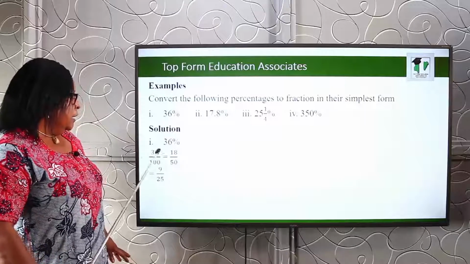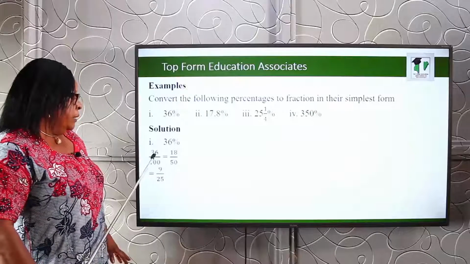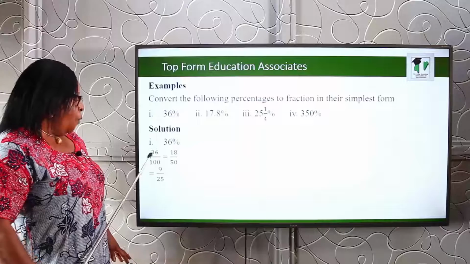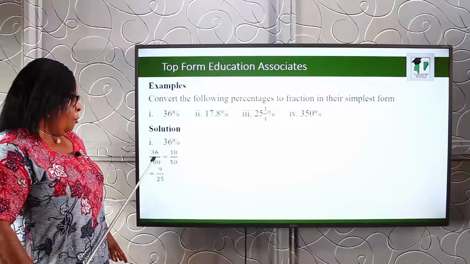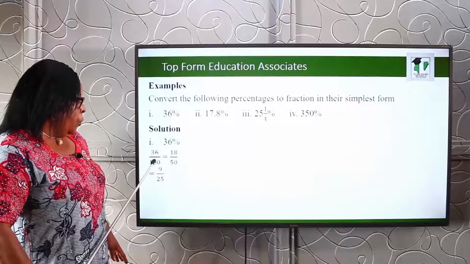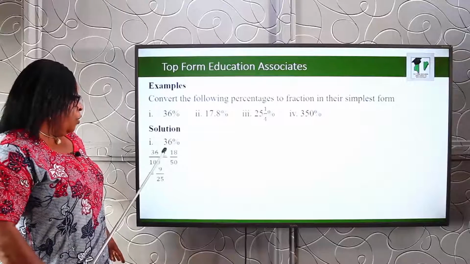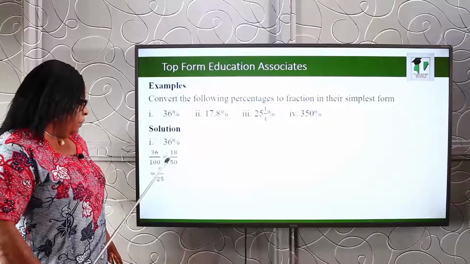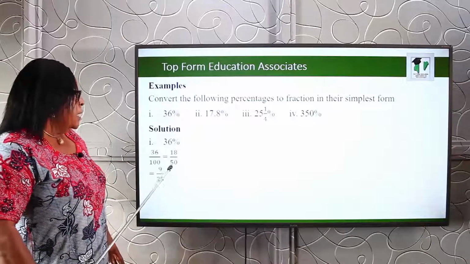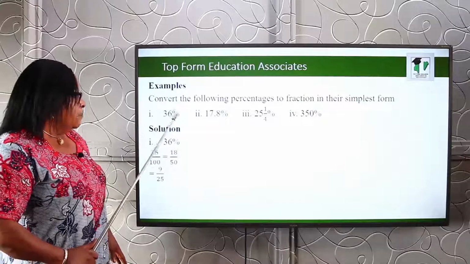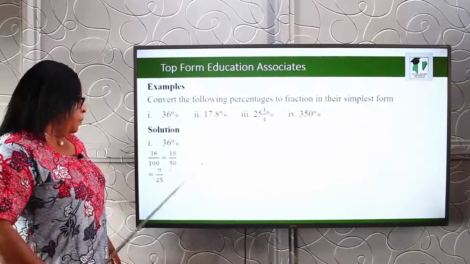36%. This is the same thing as 36 over 100, meaning 36 out of 100 or 36 per 100. The denominator is 100. So when you reduce it to lowest term, you will have 18 over 50 and finally 9 over 25. That is how to convert 36% to a fraction in its simplest form.